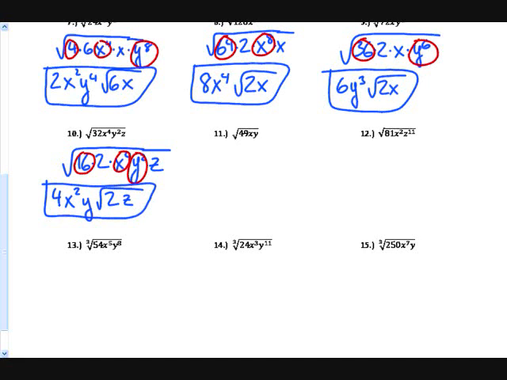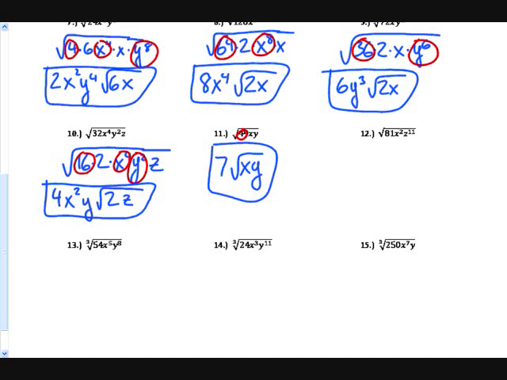Number 11, there's not much I can do here. I don't need to break up the 49 because it is a perfect square. x and y I can't break into perfect squares, so I'm just going to go right to taking the square root. The square root of 49 is a 7. And then the x and the y are still trapped.